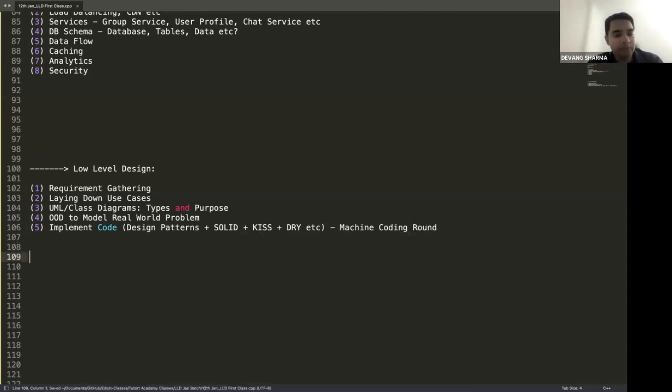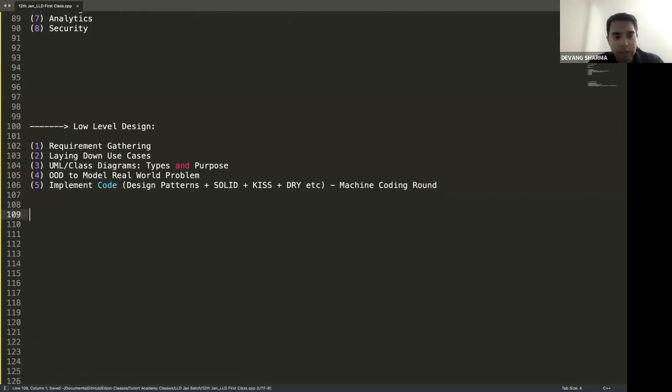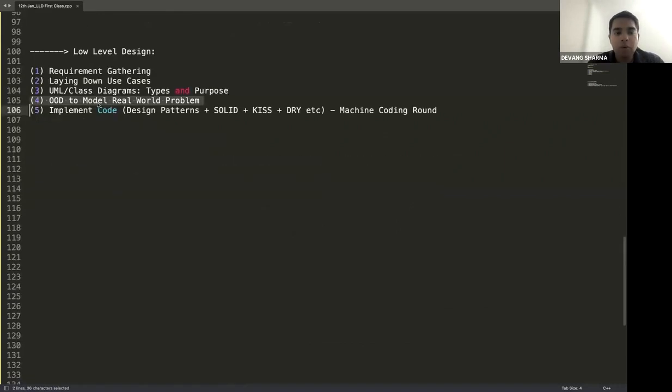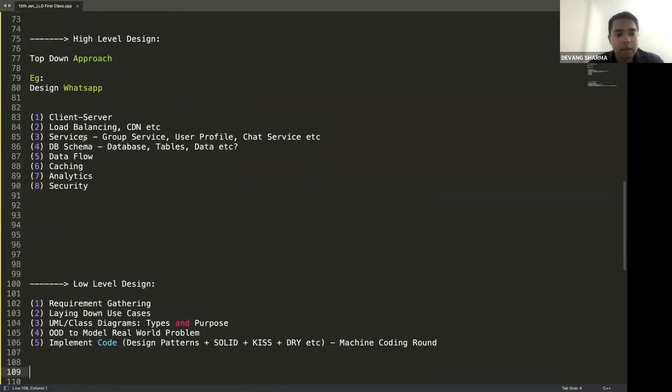So in a low-level design, you'll start with understanding the requirement gathering, laying down the use cases. You'll make some kind of UML diagrams, different kinds of UML diagrams. How do you convert object-oriented design to model the real-world problem? And finally, how do you actually write down the code? So there will be a machine coding round, which we'll discuss in the case studies. That is what low-level design looks like.